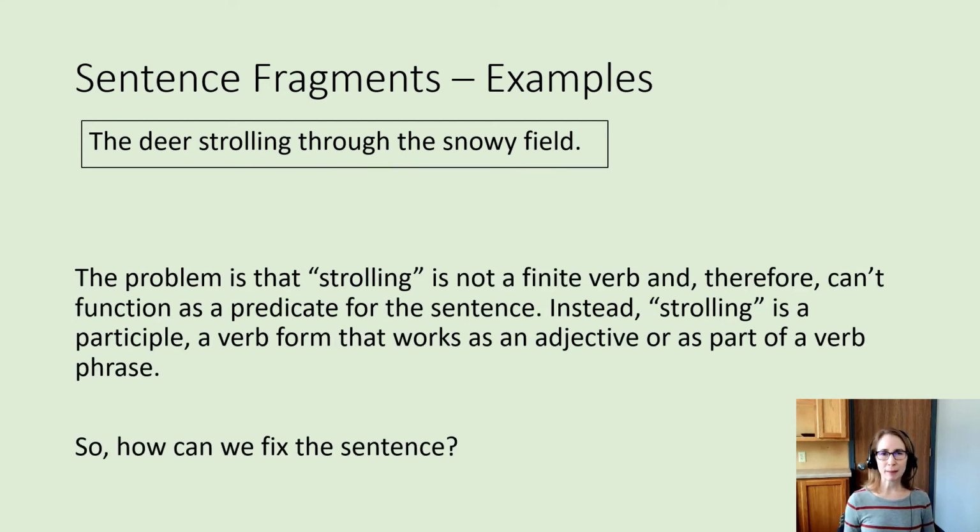Well, actually, remember in a clause that the predicate has to be a finite verb. And what that means is that the verb has to be able to function alone here. And in fact, strolling is not a finite verb. It can't function as the predicate in a sentence. Strolling is actually what we call a participle. It's the ing form of a verb, and it works as an adjective or part of a verb phrase, but it can't stand alone to make an independent clause. So how can we fix this one? It's a little trickier.